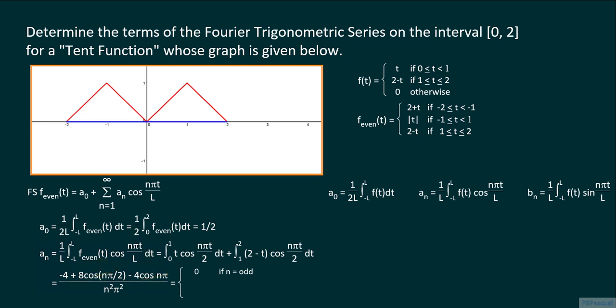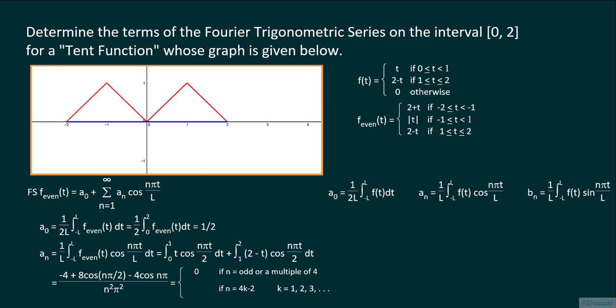A sub n is also equal to 0 if n happens to be a multiple of 4, because then both n pi over 2 and n pi will be even multiples of pi, and so cosine n pi over 2 and cosine n pi are both equal to 1. The only case left for n modulo 4 is the case where n equals 4k minus 2 or 4k plus 2. Without loss of generality, we consider n equals 4k minus 2.